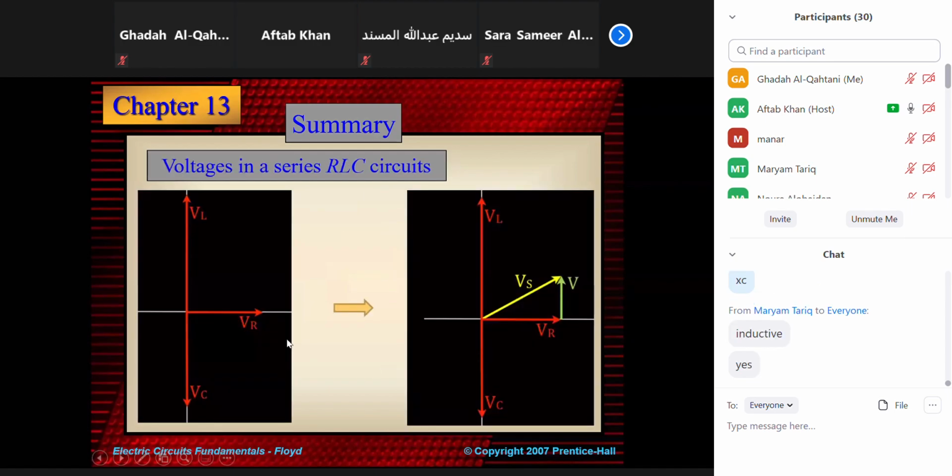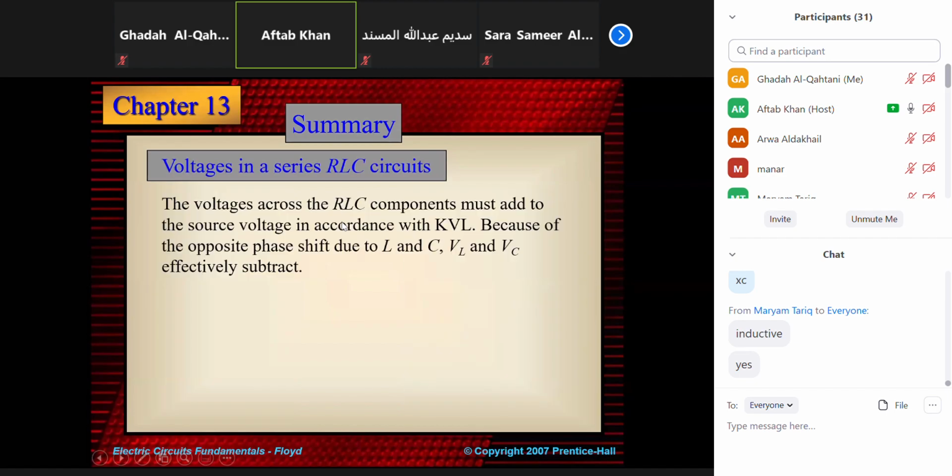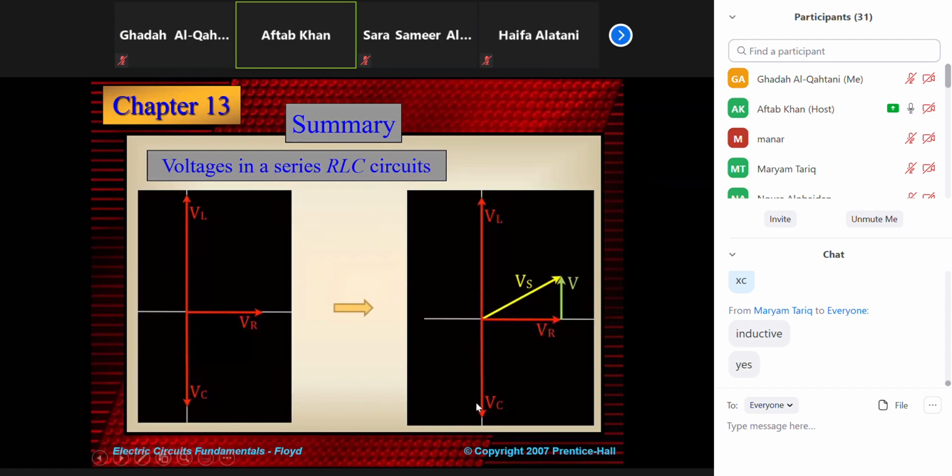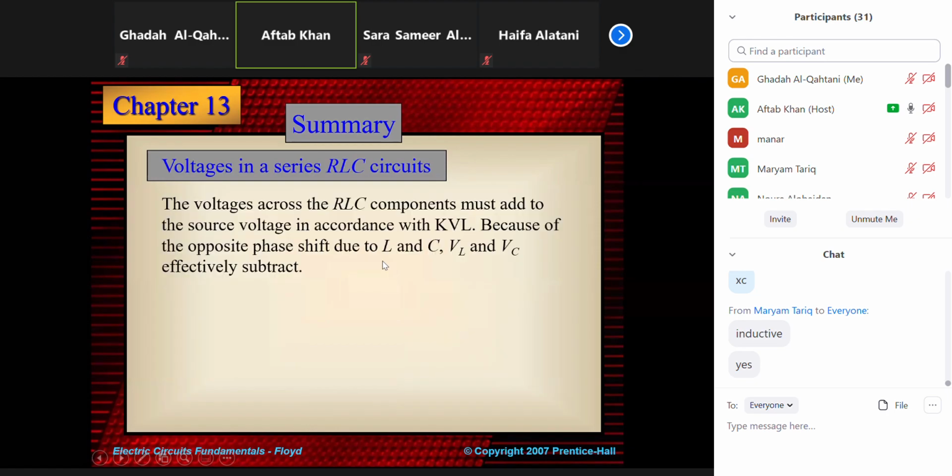Now this is about the voltage phasor, which I already explained to you. This is the direction of VR, VL, and VC, right? You have an idea already about it. Okay, just move next. Voltage in series RLC circuits. This is something interesting. As we have seen, VL and VC are in opposite directions, girls, and VR is in the direction of the current. We know that. The voltages across the R, L, and C components must add to the source voltage in accordance with KVL, Kirchhoff's voltage law.